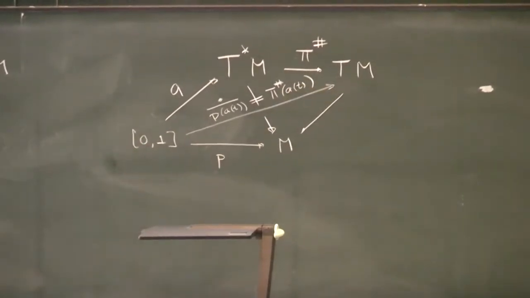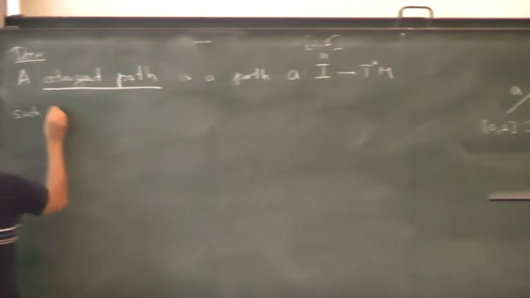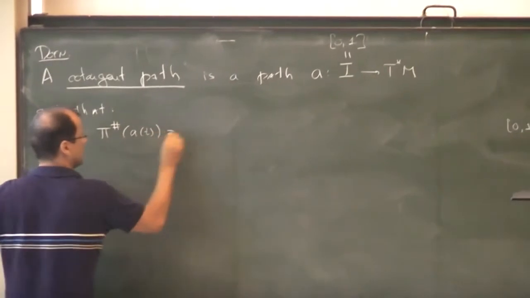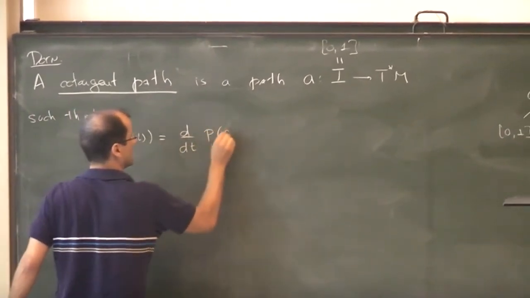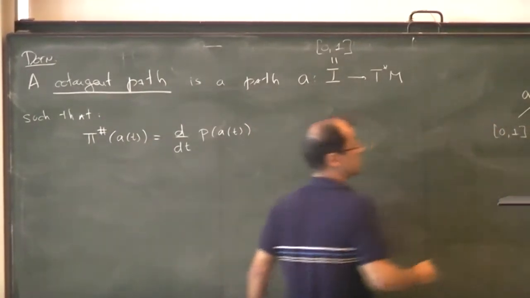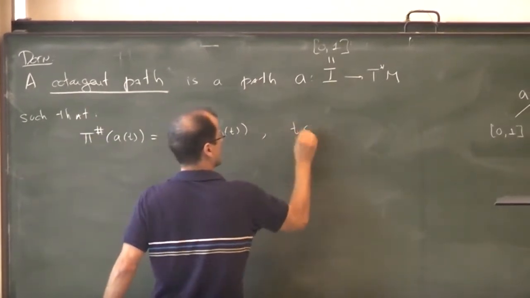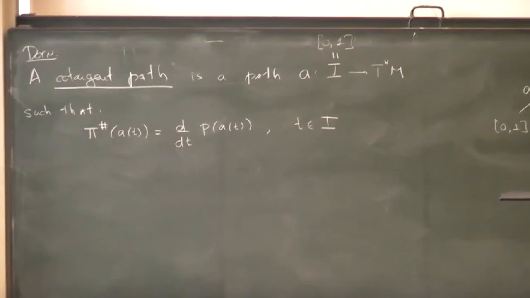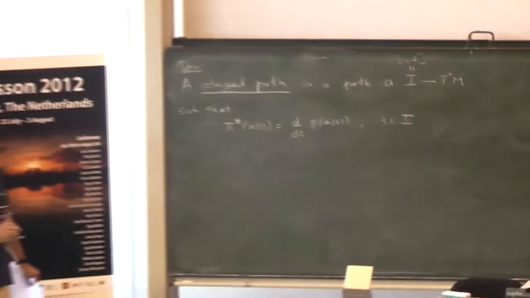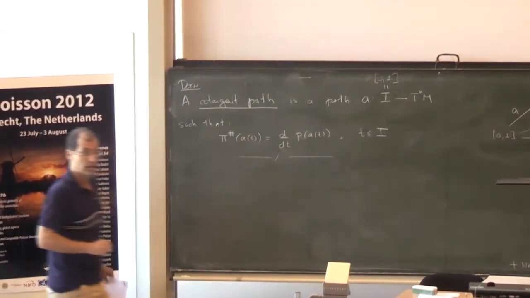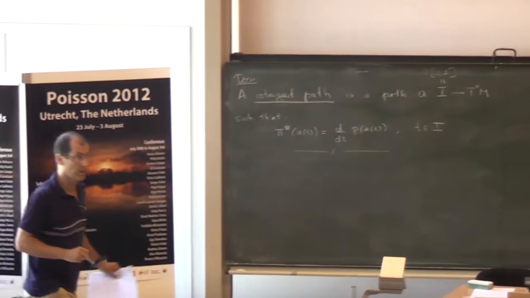Okay? So, a cotangent path is a path in the cotangent bundle such that pi sharp of A of t is the derivative of the base path. So I should have said P is the projection in the cotangent bundle. Okay? So this is like giving a path by giving its derivative in some sense, except that here we don't work in the tangent bundle, we work in the cotangent bundle. I will try to convince you that this is the right notion of path in the Poisson geometry world. Okay?